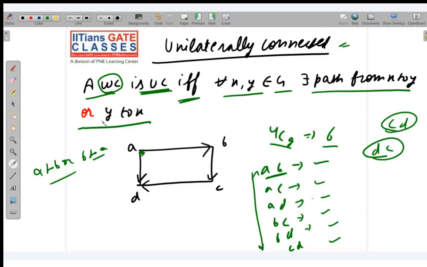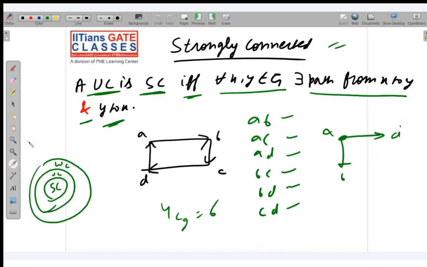If that satisfies, then... But for strongly connected, we have to have both the ways. Yes, both the ways. So for both the ways, I am telling you this thing, that there should be no only outgoing or no incoming, or you can say only incoming but no outgoing. That will create problem.